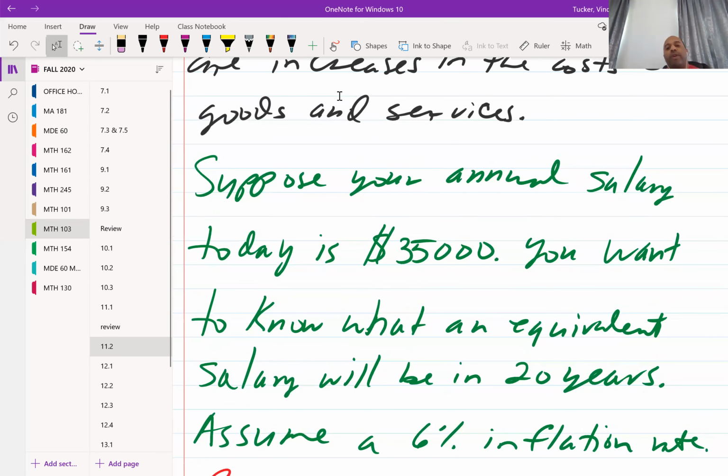So suppose your annual salary today is $35,000. You want to know what an equivalent salary will be in 20 years. Assume a 6% inflation rate.